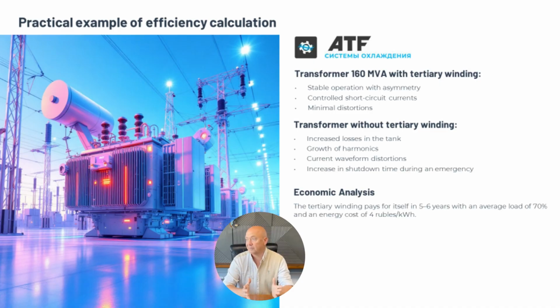Practical decision. For example, a transformer rated at 160 megavolt amperes with tertiary winding has stable operation under unbalanced load, controlled short-circuit currents, and minimal distortion. Without tertiary winding, tank losses grow, harmonics increase, current waveform is distorted, and fault clearing time gets longer. A balanced calculation shows that the tertiary winding pays back in 5 to 6 years of operation at an average load of 70% and energy price of 4 rubles per kilowatt hour.